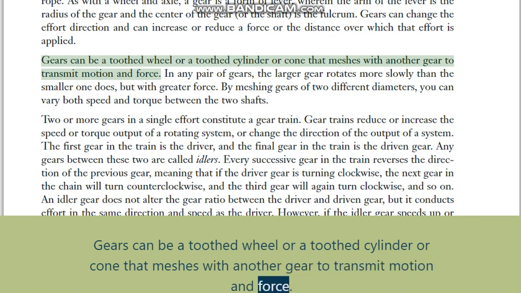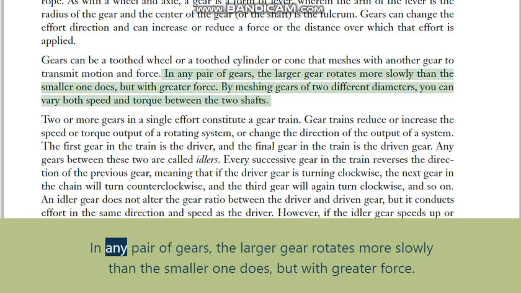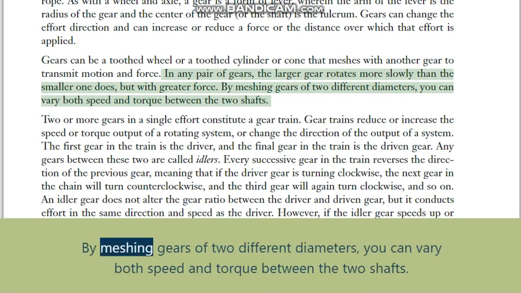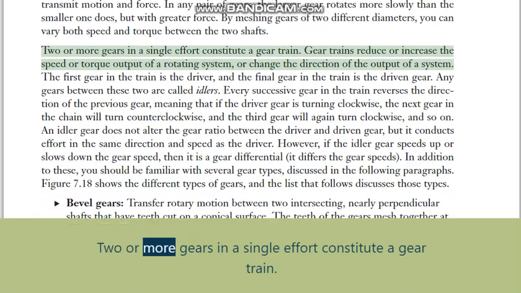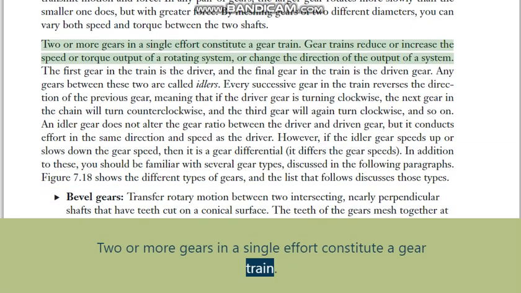Gears can be a toothed wheel or a toothed cylinder or cone that meshes with another gear to transmit motion and force. In any pair of gears, the larger gear rotates more slowly than the smaller one does, but with greater force. By meshing gears of 2 different diameters, you can vary both speed and torque between the 2 shafts. Two or more gears in a single effort constitute a gear train.